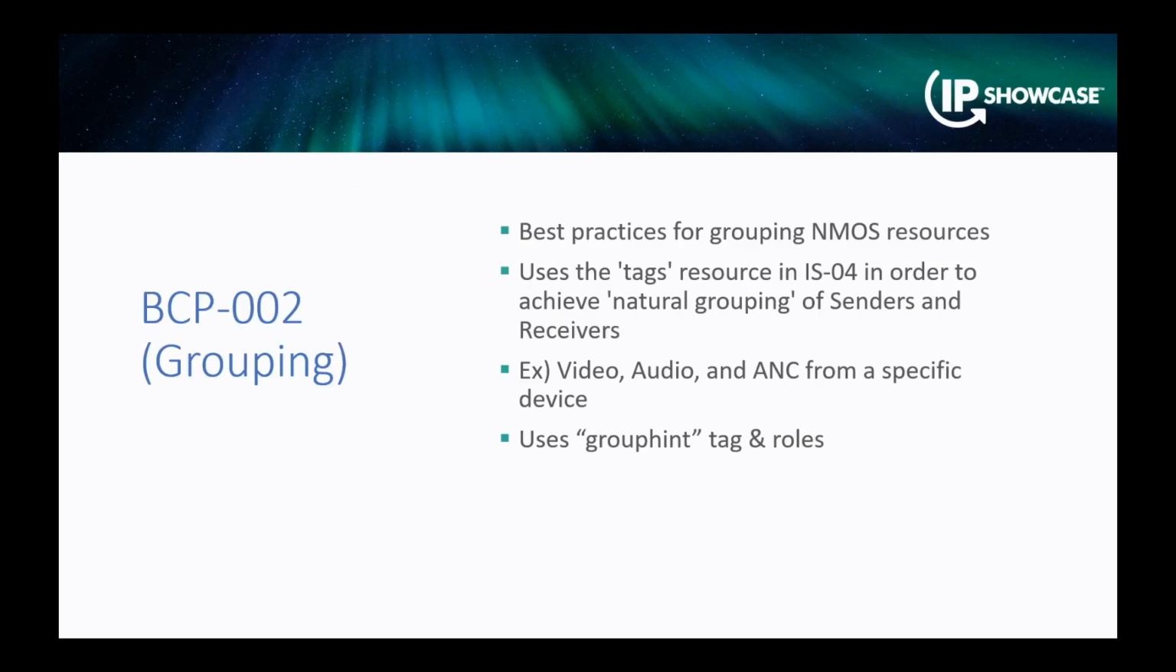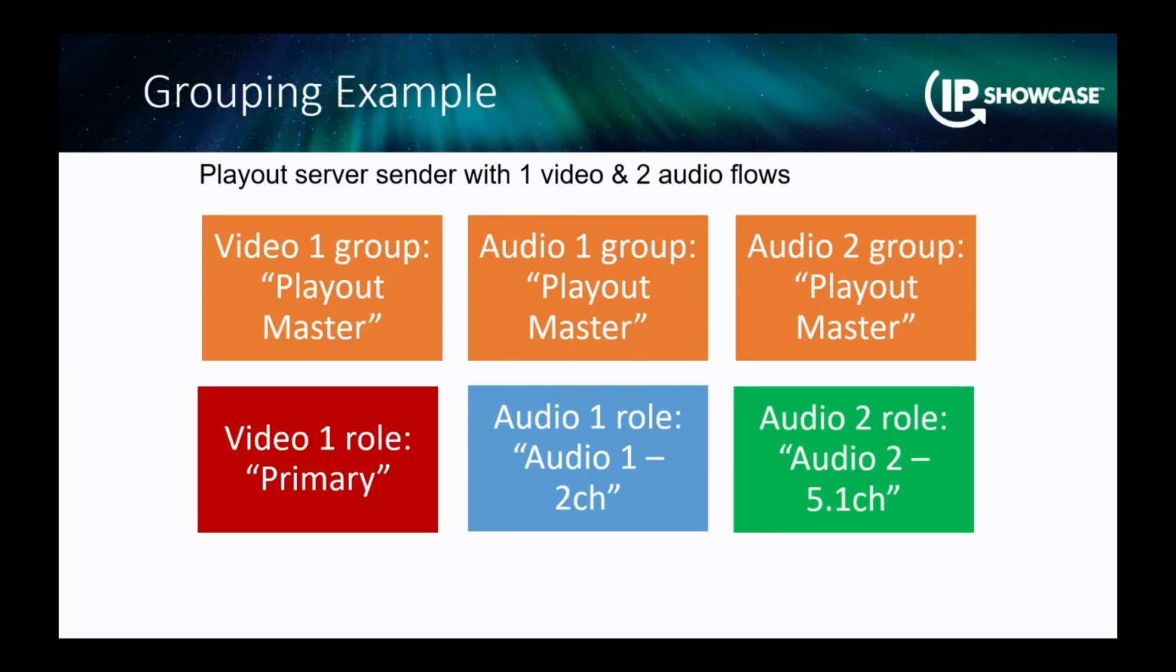Okay, then we have this other thing. There's a bunch of these BCPs, these best current practices that are part of the NMOS library of specs that just make life a little bit easier. This one, 002, is called grouping, and that allows you to say, well, since I have separate audio, video, and ancillary as 3 separate streams, it'd be nice if I could tie those together logically and say, these are all coming from server 1. So that's really what this does.